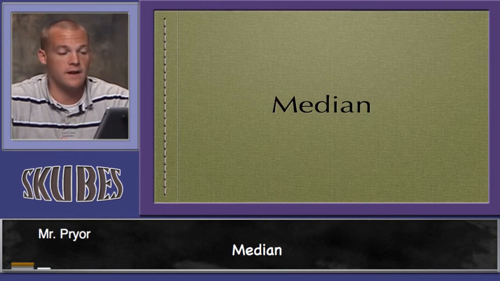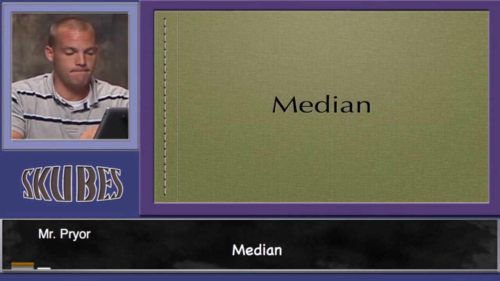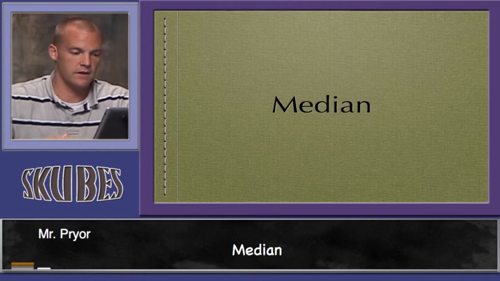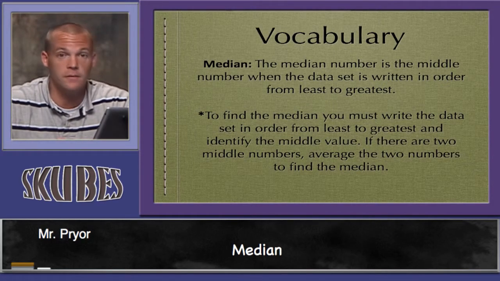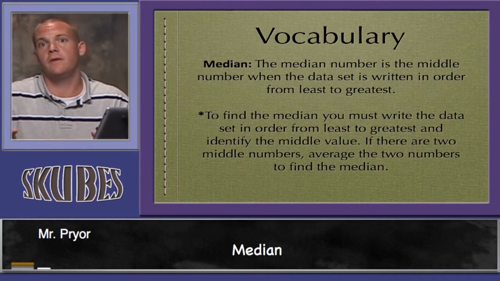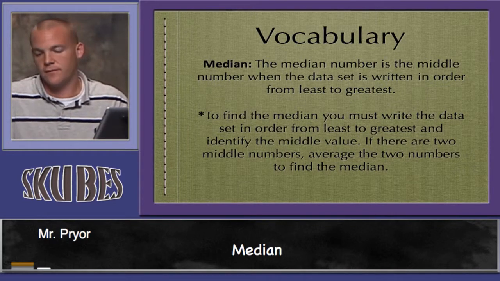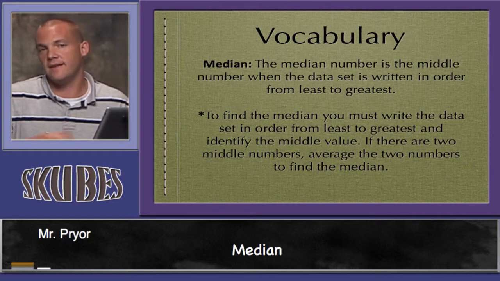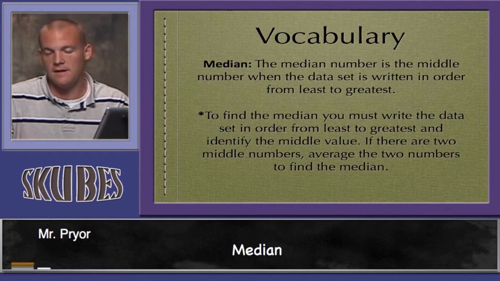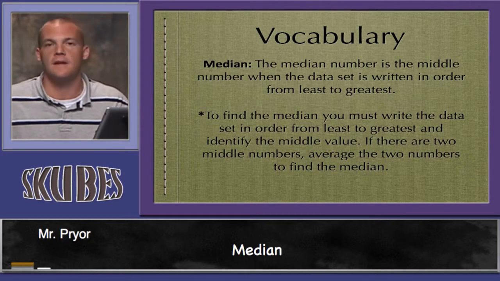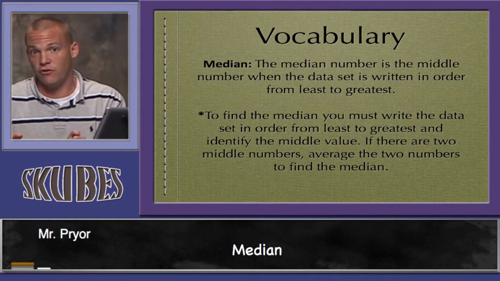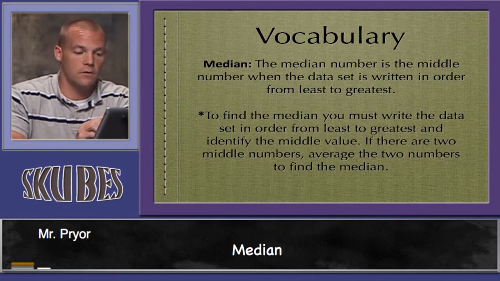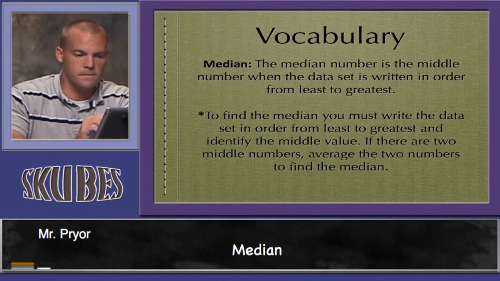I'm going to be talking to you about how to find the median of a data set. All right, so let's just reacquaint you with some terminology here. First of all, what is a median? The median number is simply the middle number when you line up a data set from least to greatest or greatest to least. The key to finding the median is that you have to line the numbers up in numerical order. And then it's simply the middle number, or the average of the two middle numbers. All right, so let's take a look at a couple of examples here.